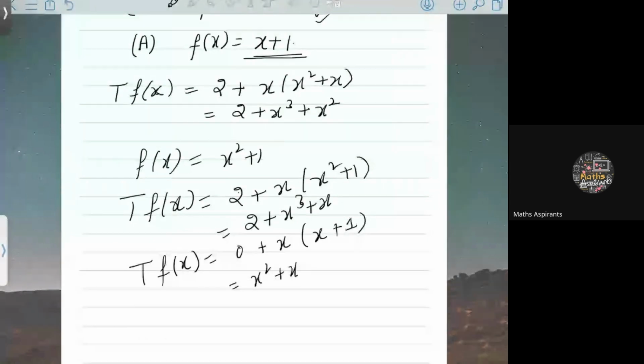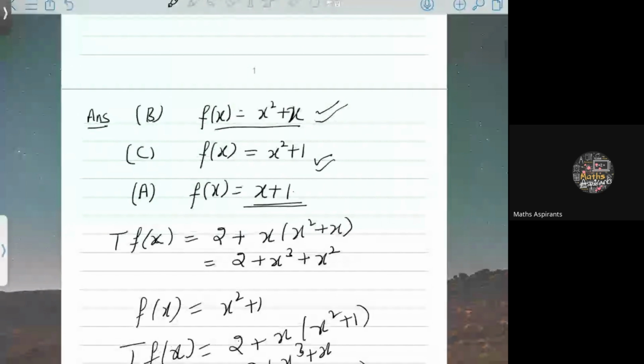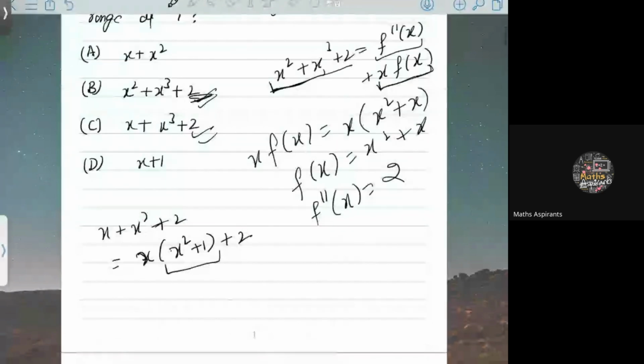Fine. So was that the answer? This is for A. So this also lies in the range of T. So we have A lies in the range, B lies in the range, C lies in the range. And 1 should be the answer. Okay. So can anybody tell me what should be the final answer for this?